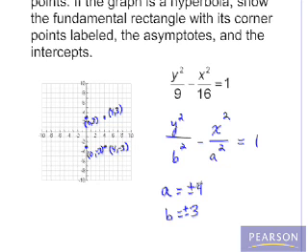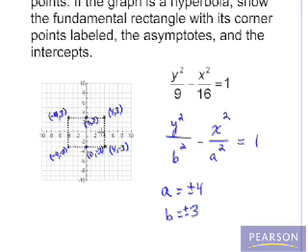and then we'll go to negative 4, positive 3, and finally we have negative 4, negative 3. And those four corner points determine the fundamental rectangle. We'll connect those points with some imaginary lines. There is our fundamental rectangle.